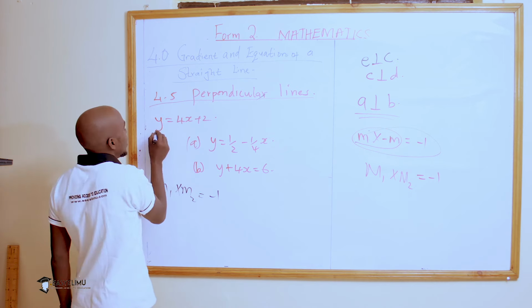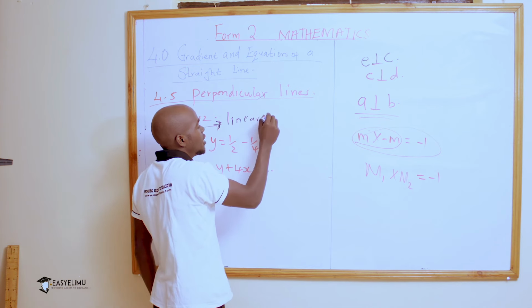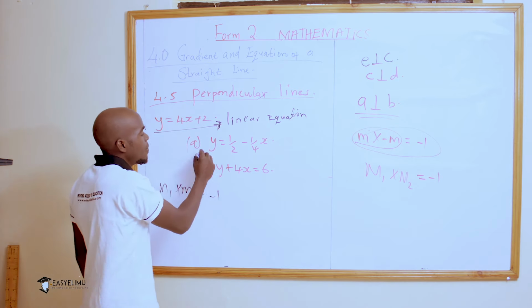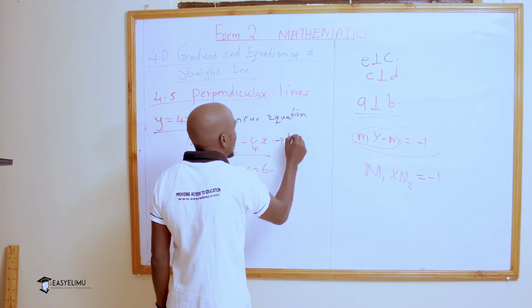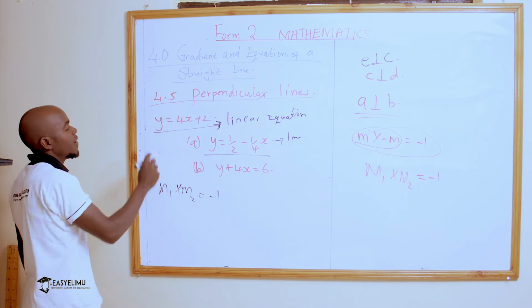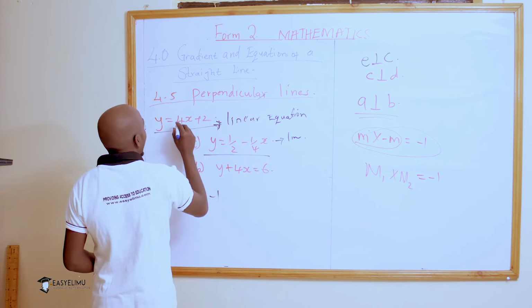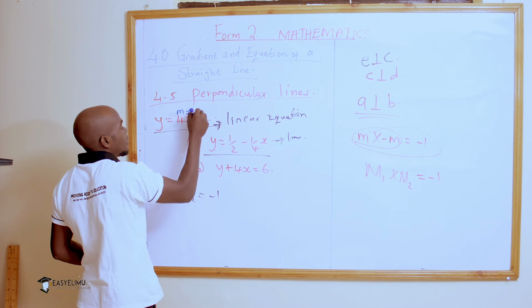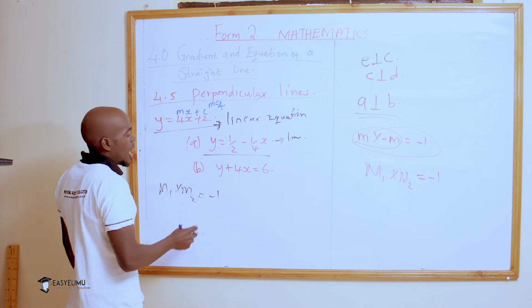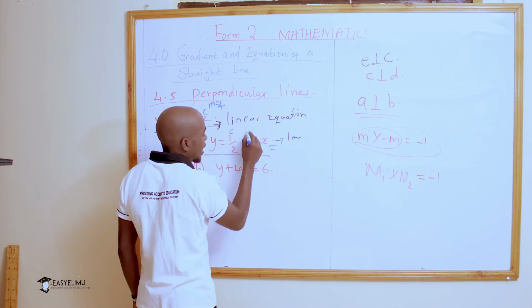For this case, you can see this equation here is in its simplest form, so we call it a linear equation. The same applies to this one, it is a linear equation. But if we work it out, let's take the gradient of the first equation. Our equation here is in the form of mx + c, so the gradient here is 4. M equals 4. And in A here, m is equal to this one. This is c, and this is negative mx.